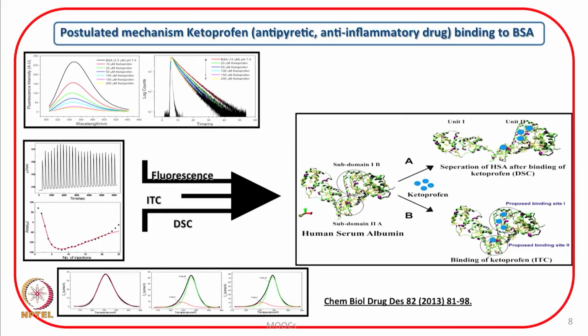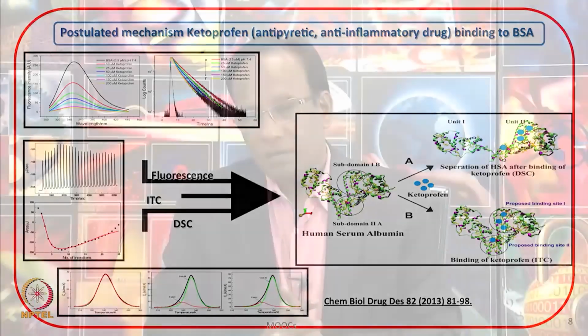Okay. What else can we understand by applying a combination of isothermal titration calorimetry and differential scanning calorimetry? Isothermal titration calorimetry and differential scanning calorimetry will give you the thermodynamic signatures and will also give you the thermodynamic parameters associated with the unfolding of proteins.